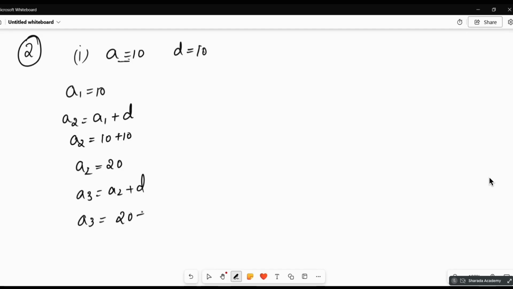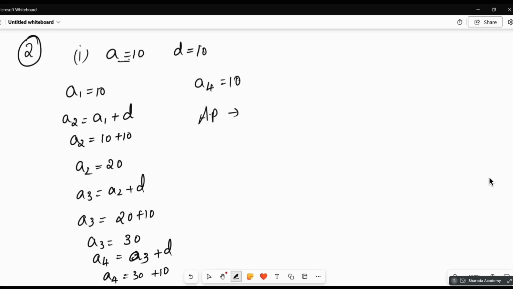So 20 plus 10, A3 is 30. Then A4 is A3 plus D, so A4 is 30 plus 10, so A4 is equal to 40. So what are the numbers? Now the AP is, sorry, this is 4. You get 10, 20, 30, 40. First four terms of the third one.